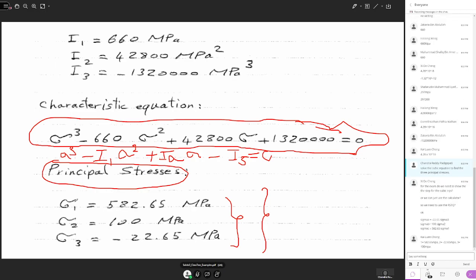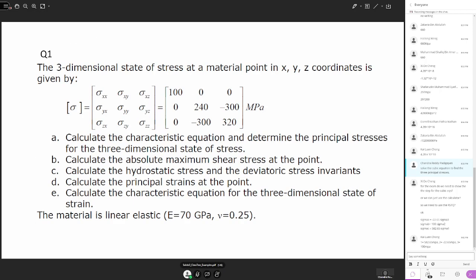So you get negative 22.65, that's correct. 100, yeah, sigma 2, yeah. So once you get that, you need to identify the order. Which one is sigma 1, sigma 2, sigma 3? I think, yeah, Deechen's and Chong's answers are both correct. All right, so once you get that, you have answered the first part of the question. The first part of the question is calculate the characteristic equation and determine the principal stresses for the three-dimensional state of stress.